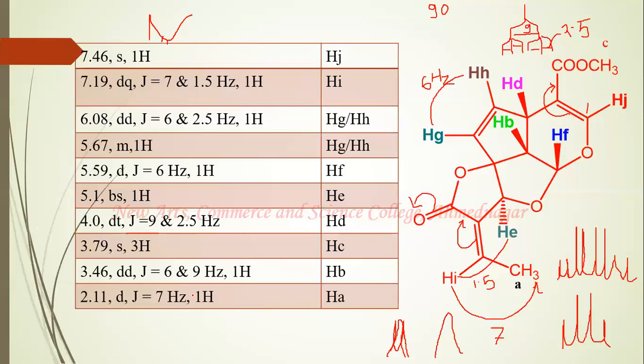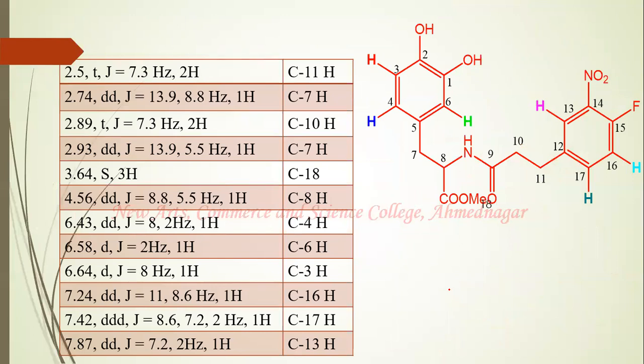Actually, this should be for 3 protons, and these 3 protons are the methyl protons, A protons, which couple with the I proton and give the doublet with 7 Hertz, as it is a vicinal coupling constant value. So whenever you write the answer, you have to write the explanation for the coupling constant value, and you have to write the explanation for the chemical shift value also. Why the proton is de-shielded, why it is shielded, why the coupling constant value is given like that.